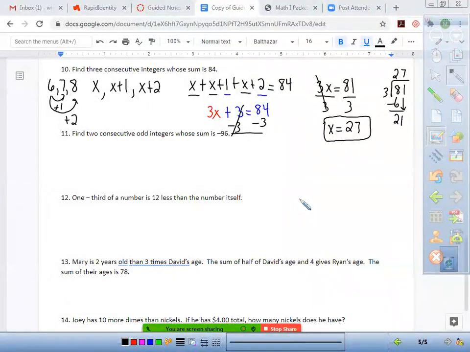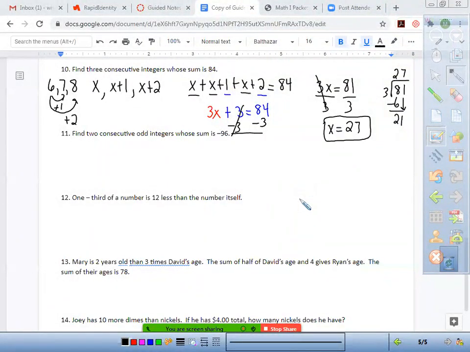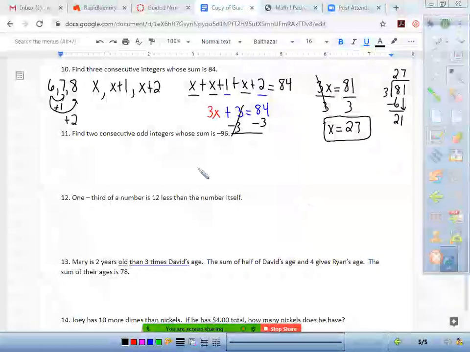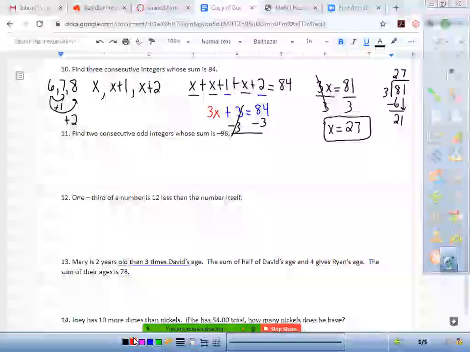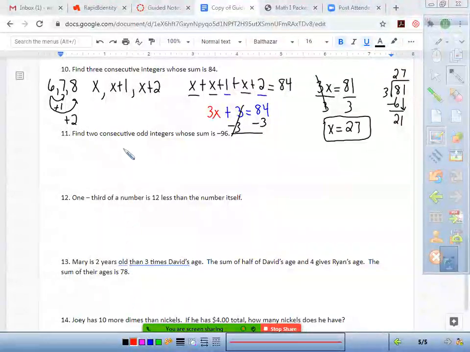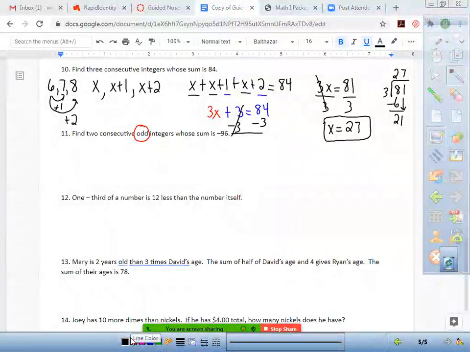Okay, we're going to do 2 more word problems. We're going to do number 11 and then number 13. Number 11. Now this one's a little bit different from what we were just doing, because this time it says find 2 consecutive odd integers whose sum is negative 96. It says odd integers.